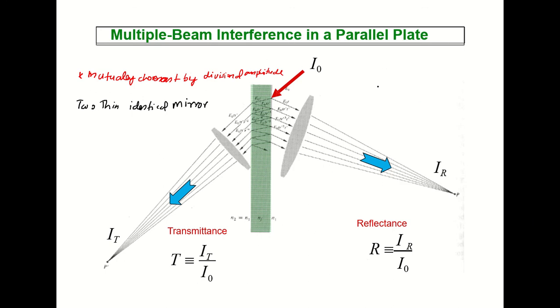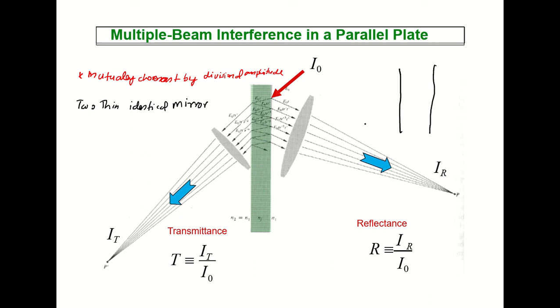Okay, let's see that we have a case. Consider that these are two parallel, semi-transparent thin films, two thin identical semi-reflecting mirrors.